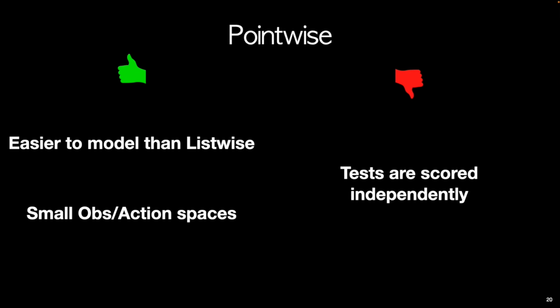So this modeling is easier than the previous one. It also has some other advantages like a smaller observation and action space. But we lose one of the perks that we had before, which is looking at all the test cases and deciding the rank to give to each of them. In this case, we actually score one test case at a time. We don't have, let's say, a point of reference.